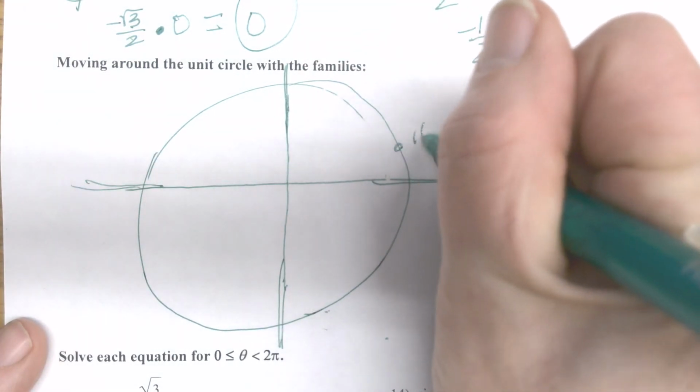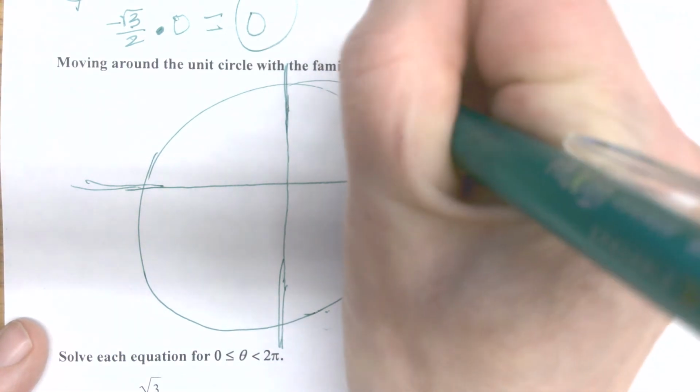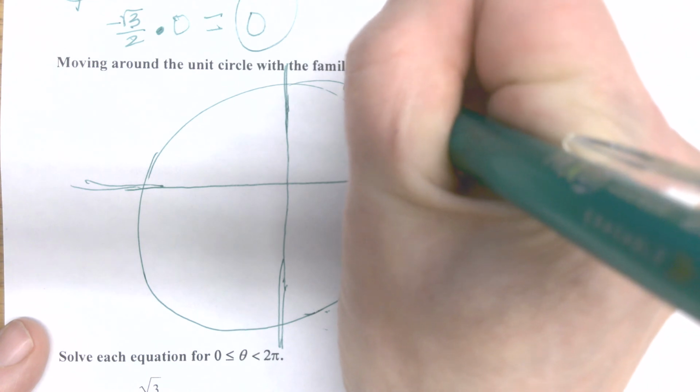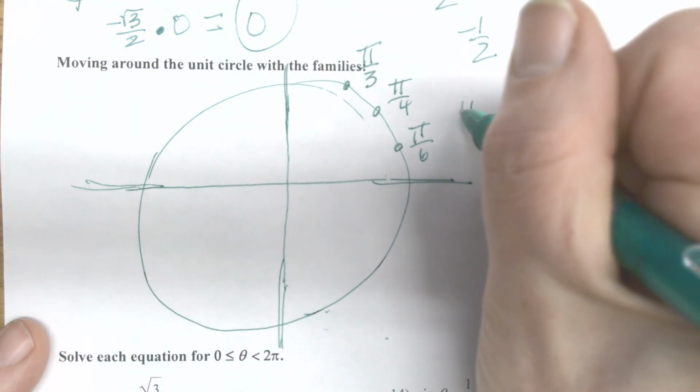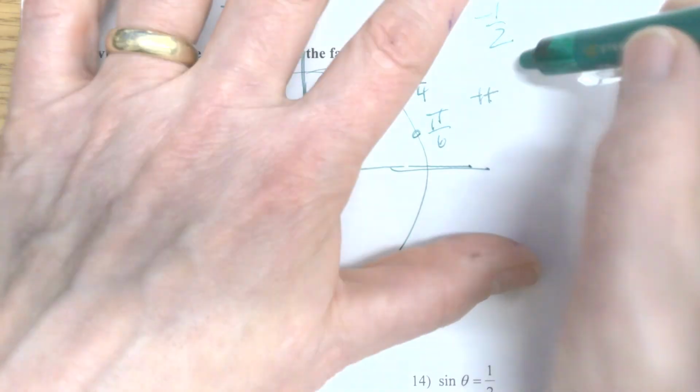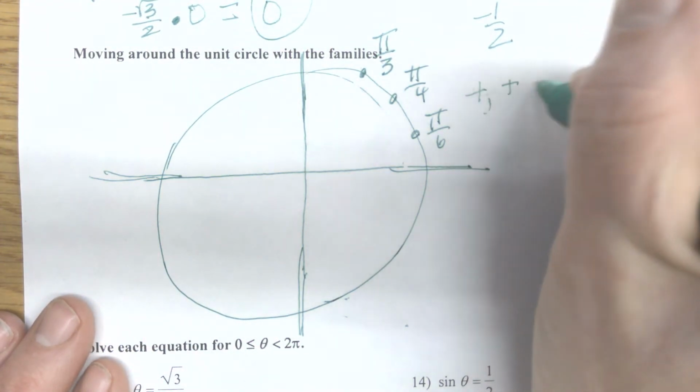So remember, it's pi over 6, pi over 4, pi over 3. Those are my first quadrant families. Those are all positive points.